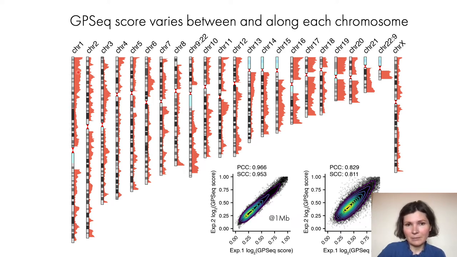This map is in 1 megabase resolution, and we get very high reproducibility at 1 mega, which stays still very high even at 100 kb resolution, and now we can even go down to 25 kb resolution.